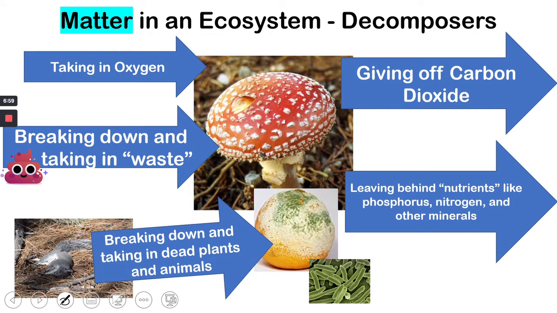So the organisms that were third in our food chain are the decomposers. And I've got three pictures here because we have mushrooms and mold, which are a type of fungi. And then this down here is a super zoomed in picture of bacteria. So these are all different kinds of decomposers.